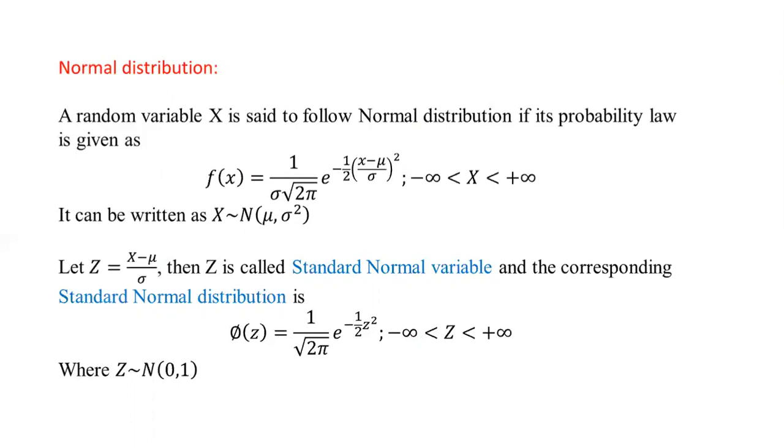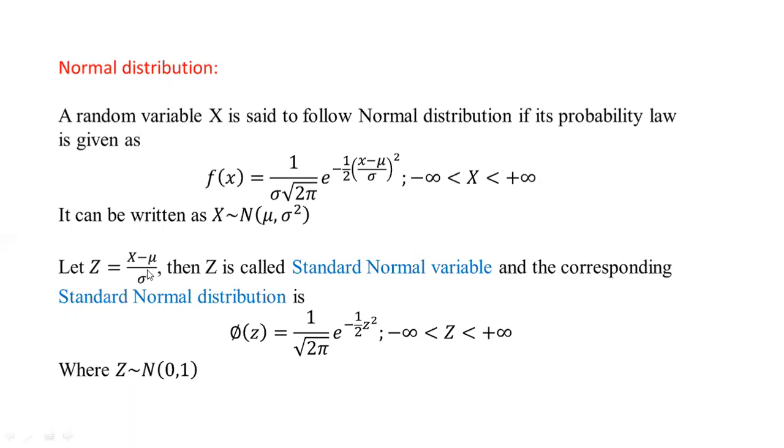So here, normal distribution. A random variable capital X is said to follow normal distribution if the following property is given as follows: f of x is equal to 1 by sigma root 2 pi, e power of minus 1 by 2 of (x minus mu by sigma) whole square. So here x limits from minus infinity to infinity. It can also be represented as X following a normal distribution, where N indicates normal distribution of mu comma sigma square.